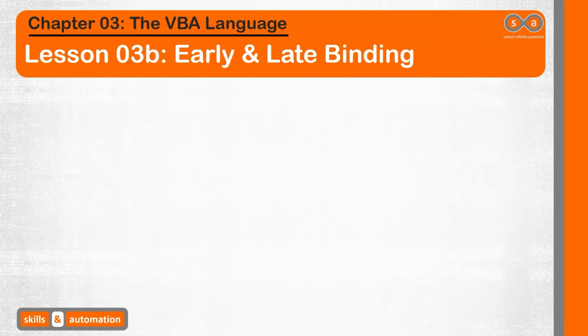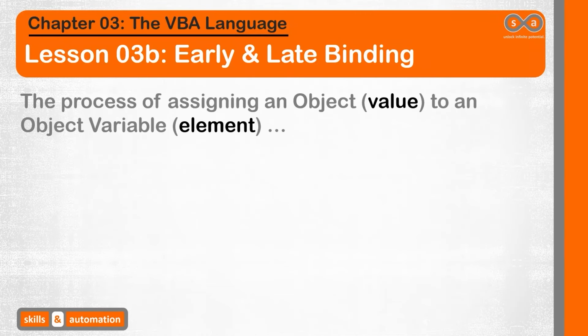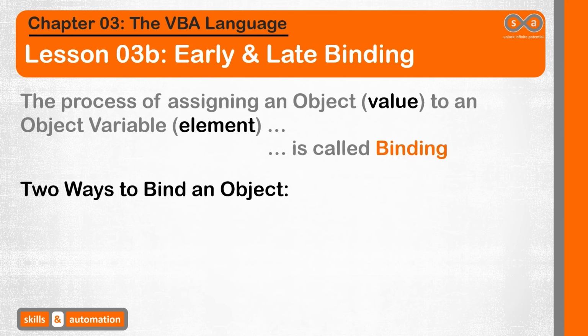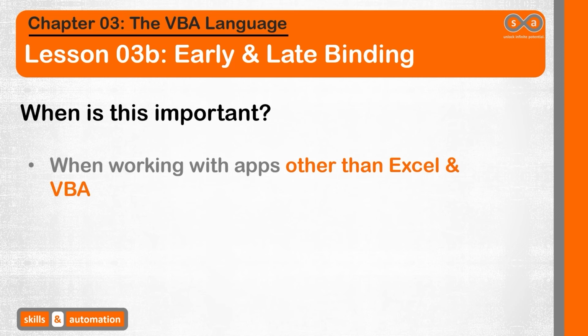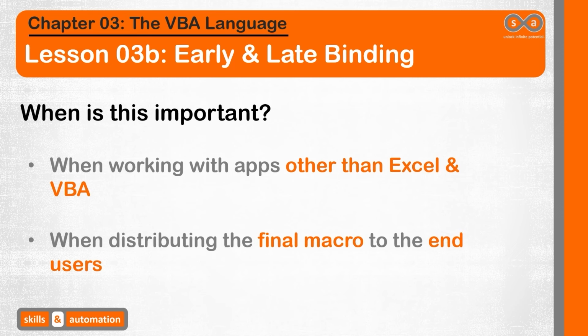Object variables provide a convenient way to manipulate objects in VBA. The process of assigning an object to an object variable is called binding. There are two ways in which an object can be bound: early binding and late binding. Understanding these concepts is especially important when trying to access applications beyond Excel and VBA, and when distributing the final macro to the end users.